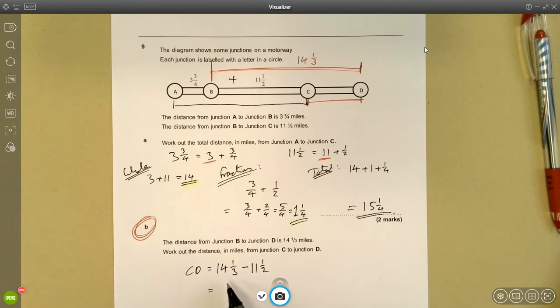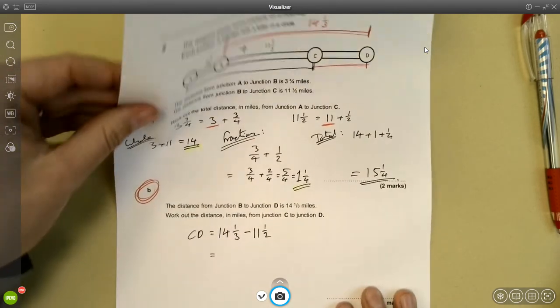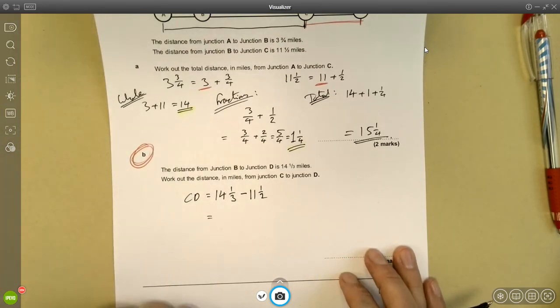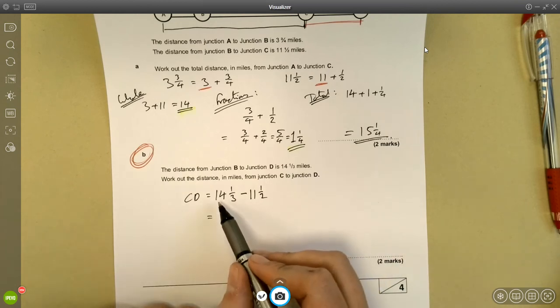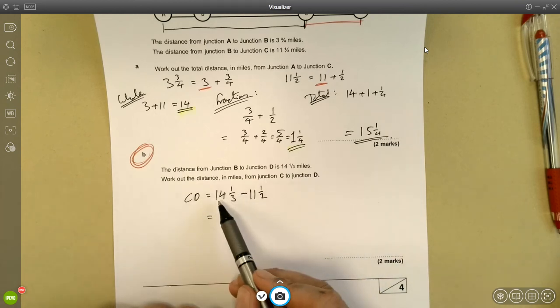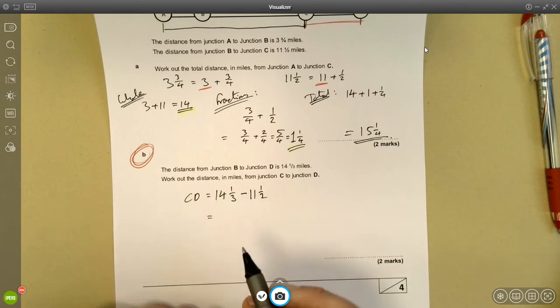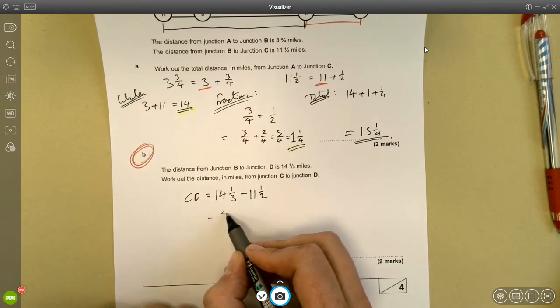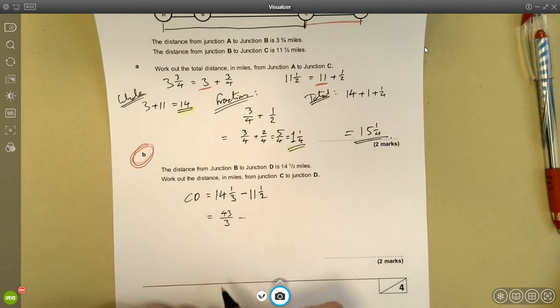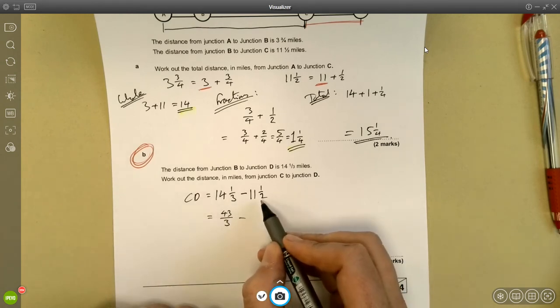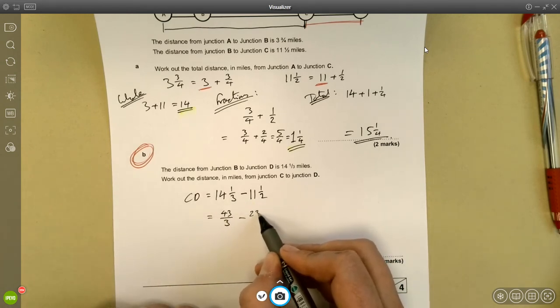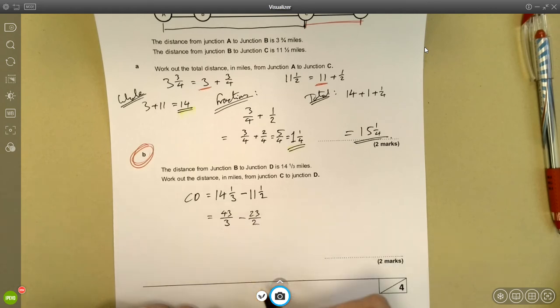Okay, well, let's think of everything here as in thirds. So 14 thirds is 14 times 3. So we've got 42, and then we've got that extra third. So we've actually got 43 thirds. And then we're going to take away, well, let's think about this. That's going to be 23 halves.